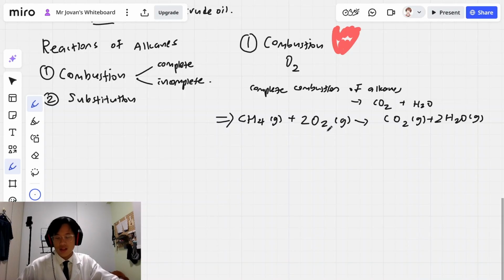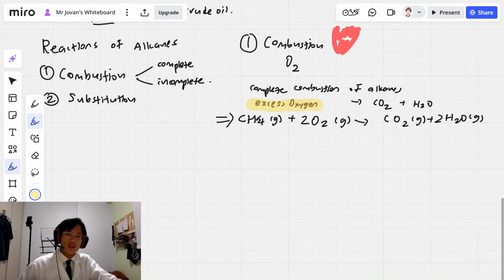Literally, the only thing you need is oxygen. To have a complete combustion of alkane, you will need excess oxygen. This is to ensure that all the alkane will undergo combustion. If there's not enough oxygen, not all the alkane will be able to undergo combustion. So what happens if it's incomplete?